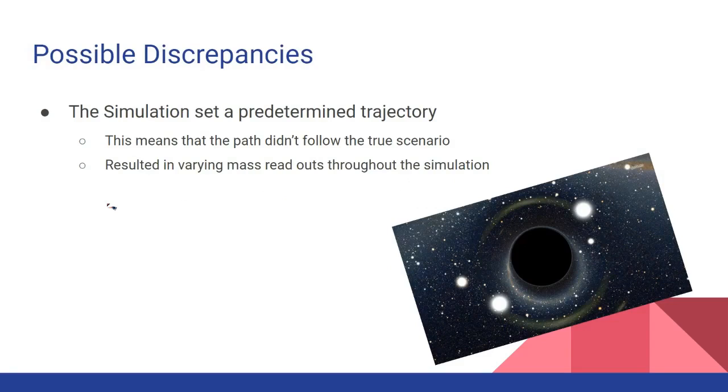There aren't many because it is a code-based project, but I did find that the simulation was setting a predetermined trajectory for the star, which means that the path the star followed didn't exactly follow the true scenario of the problem, in which the gravitational force was the only force acting on it. So this resulted in the mass readouts varying because the distance from the black hole wasn't proportional to the actual distance it should have been for the gravitational force to be the only force there.